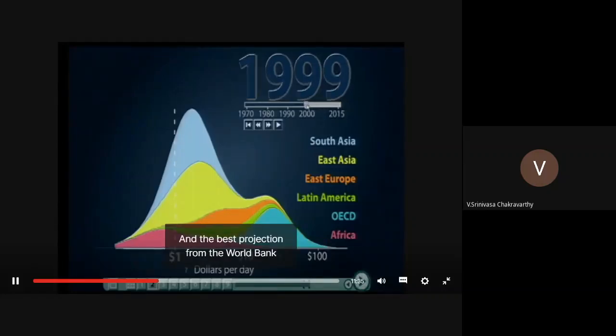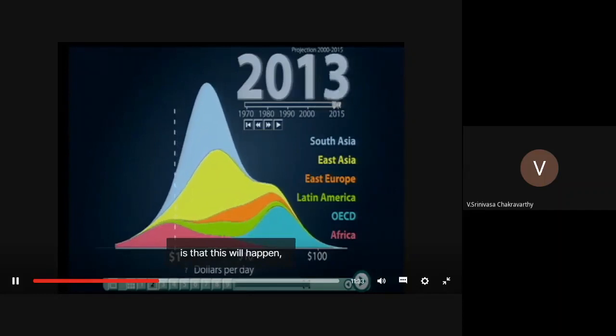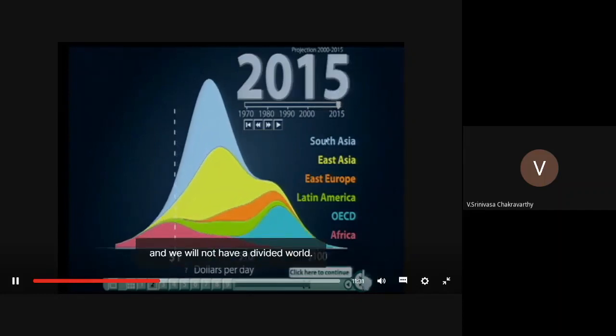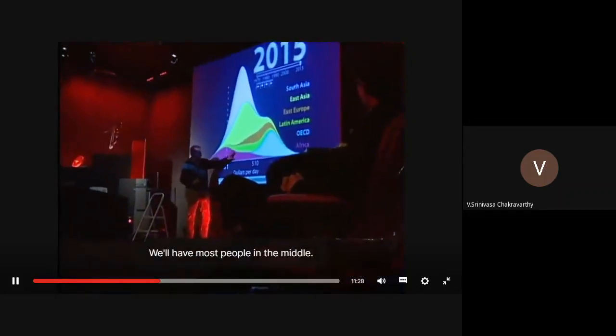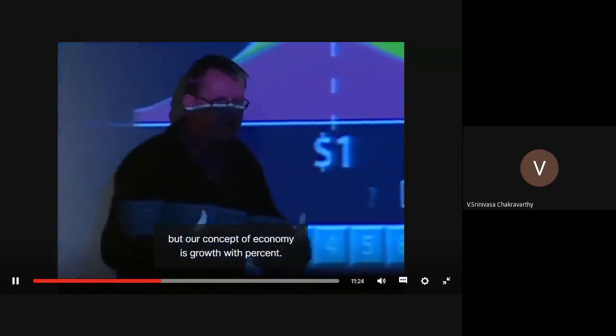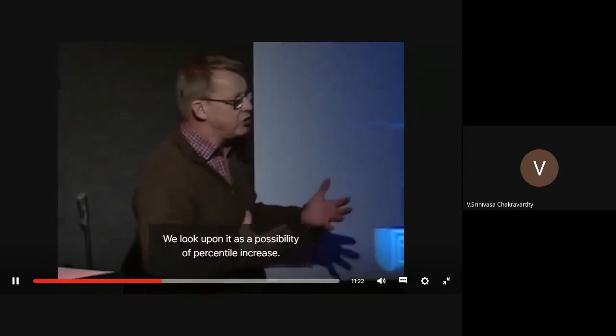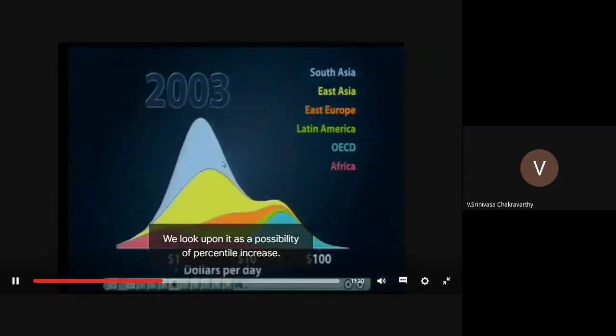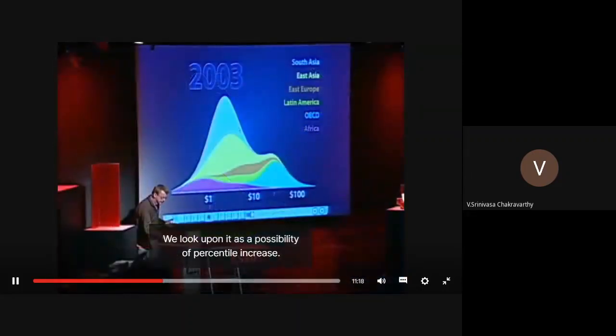And the best projection from the World Bank is that this will happen, and we will not have a divided world. We will have most people in the middle. Of course, it's a logarithmic scale here. But our concept of economy is growth with percent. We look upon it as a possibility of percentage increase.